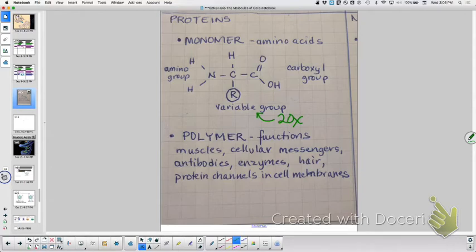Okay, polymer, the functions, I just listed off. They're like all throughout your body. So I think you'll remember what proteins are used for.